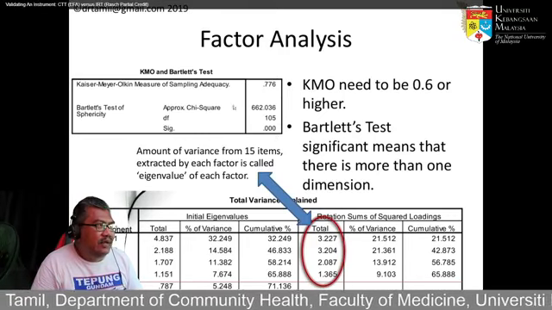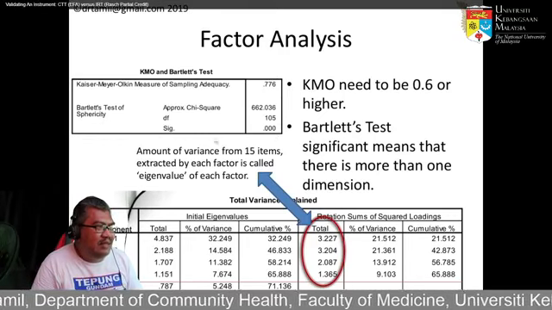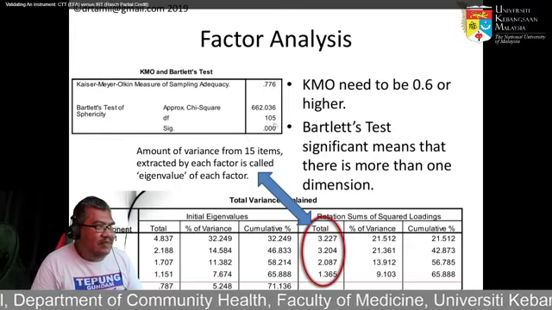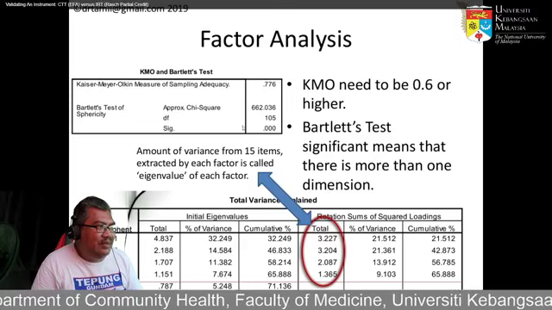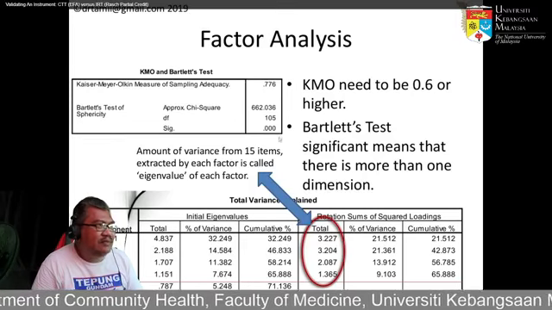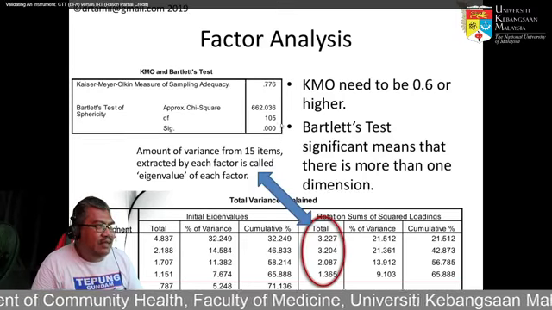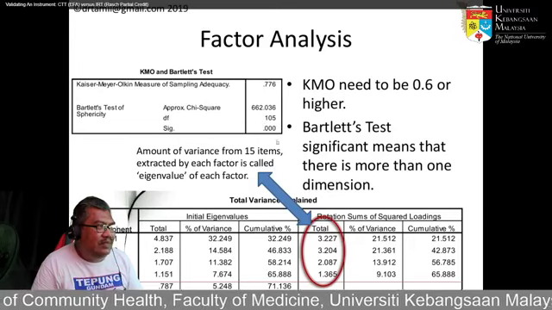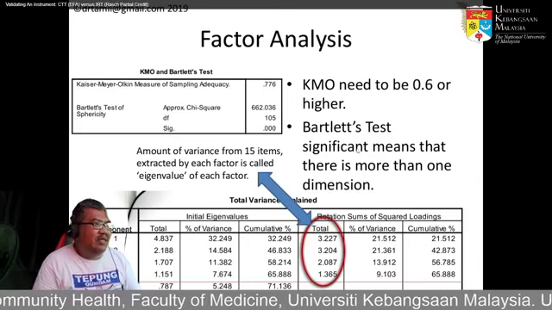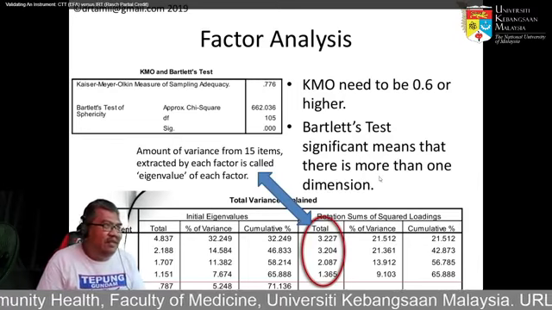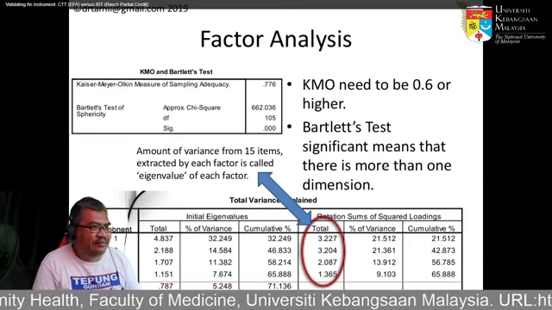Next, we look at Bartlett's test of sphericity. Bartlett's test of sphericity indicates that you are not measuring only physical function in one dimension. You have more than one dimension here. So if the Bartlett test is significant, it means you have more than one dimension for the physical function.